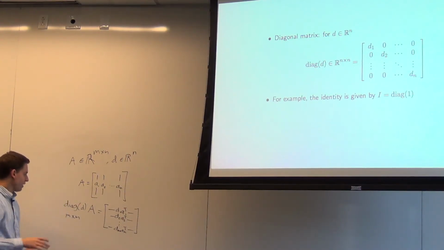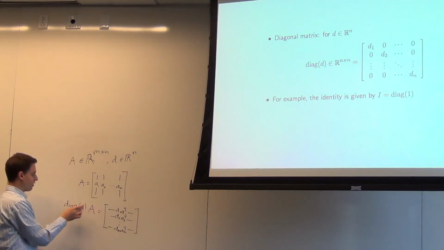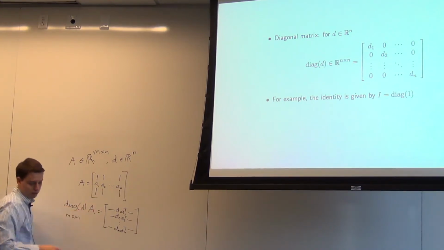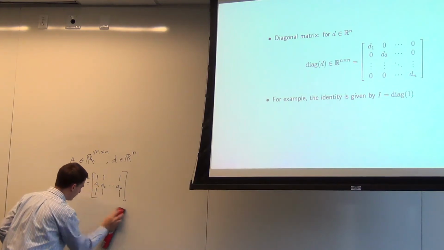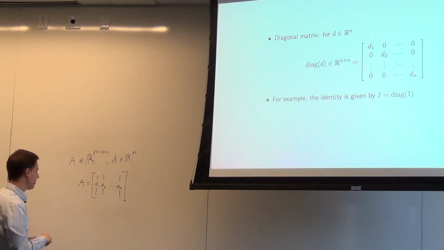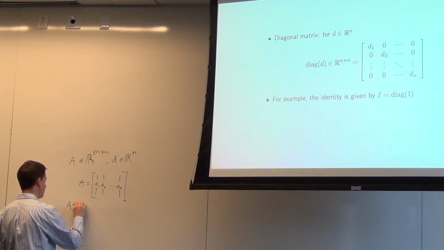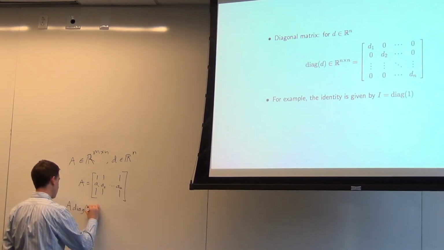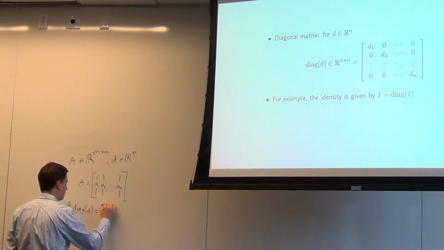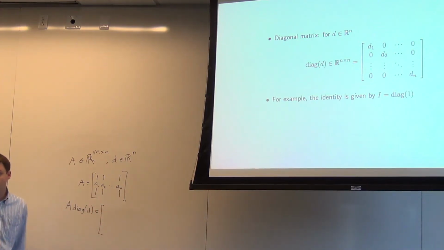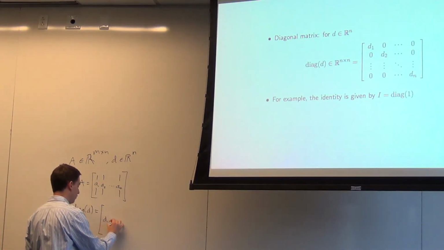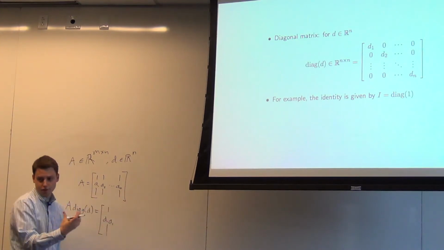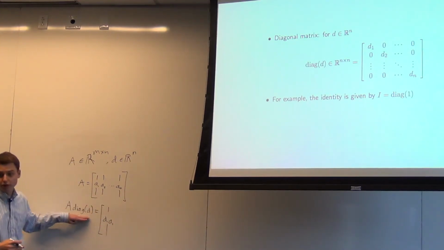Well, in this case, we can't pre-multiply by it. Diag d is n by n, so we can't pre-multiply it. But as you may be guessing here, we can multiply on the right by diag of d. So A times diag d is, for the same exact reason, going to be d1 times the first column of A. That's the first column of this matrix.